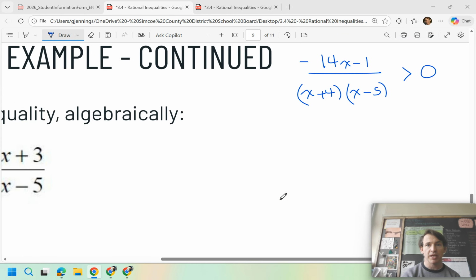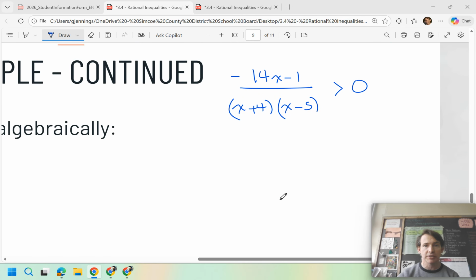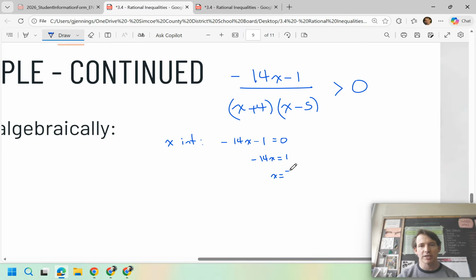So I'm just going to copy that down here and investigate our key points. We're interested in the x-intercept. To find my x-intercept, I'm just going to set the numerator to be 0. So that is to say minus 14x minus 1 equals 0. And then I get minus 14x equals 1, and x equals negative 1/14. What a delightful number.